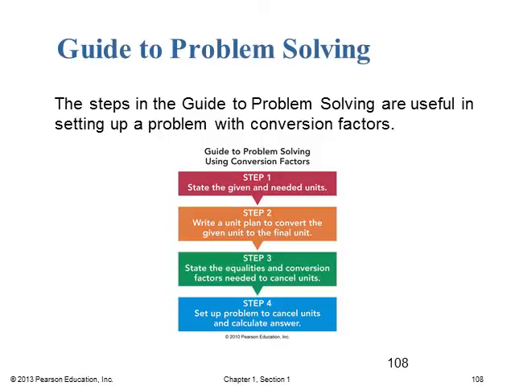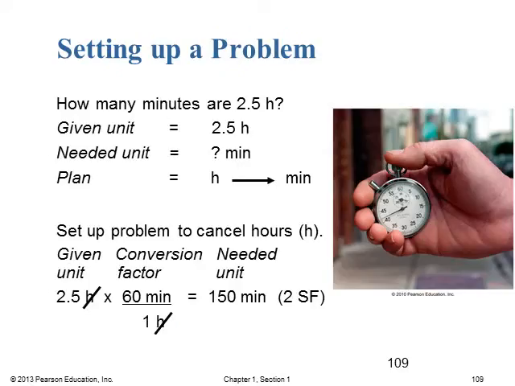So the stepwise process is: state the given and needed units, and then write out our plan. Write out any equalities and conversion factors that you need to cancel out the units and to keep the needed units. And set it up with the numbers and calculate your answer.